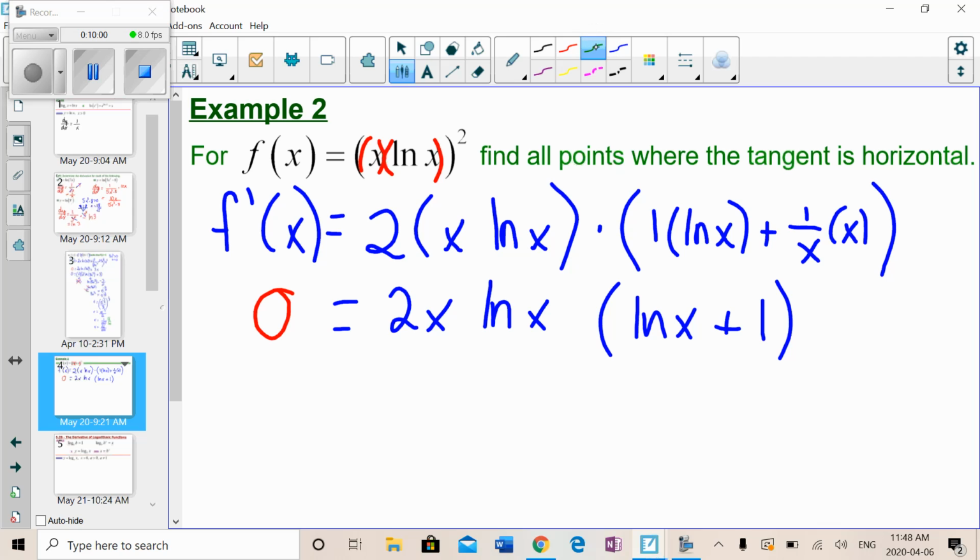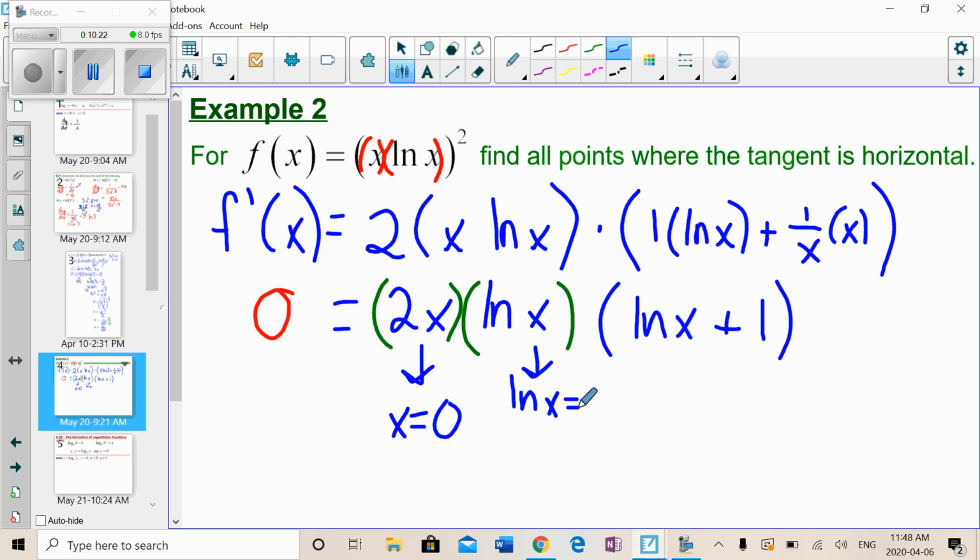So again, like I said, go back to grade 10, and when you solve these things that are already factored, you just think of what makes each bracket 0. So what would cause a 0 in this bracket? Well, that would be x equals 0. For this one, you need to find what value of x would make ln x equal to 0.